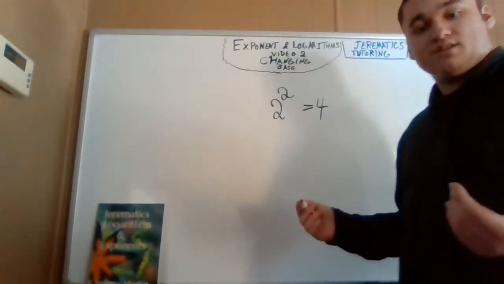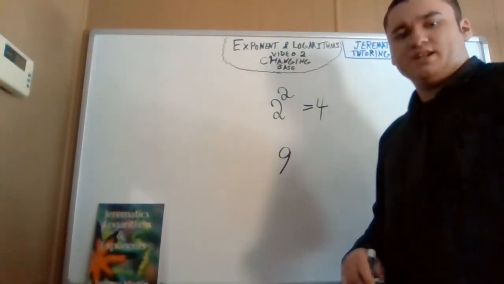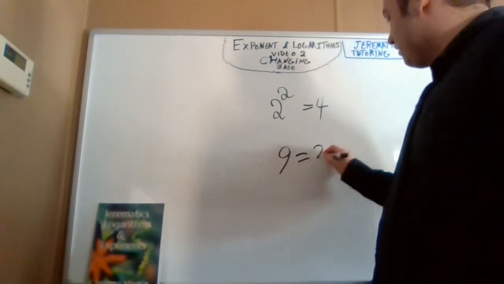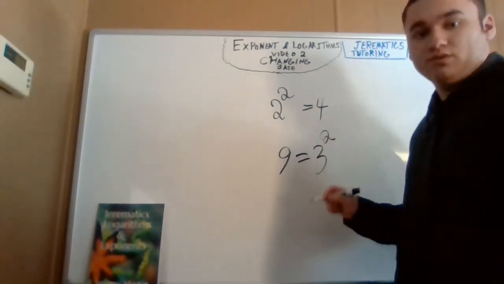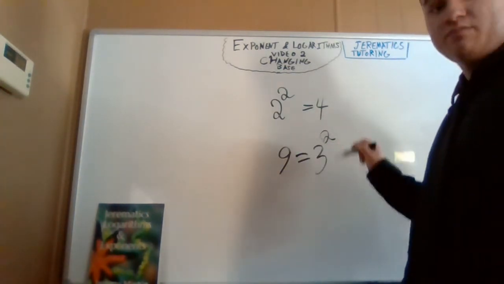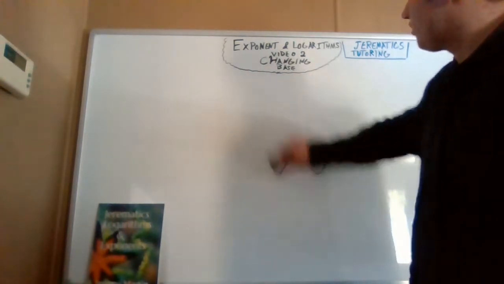So to explain this a little bit more clearly, let's give another example, 9. If I ask you to write that as a base 3, how do you write that? You write that as 3 squared, because 9 is equal to 3 times 3, which is 3 squared. So this is 9 written as base 3, 3 squared. Now I'll give you a few more examples.